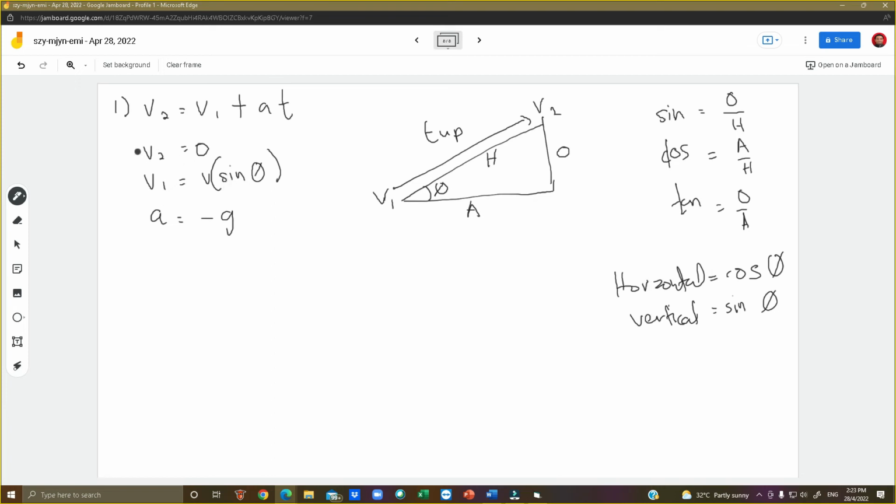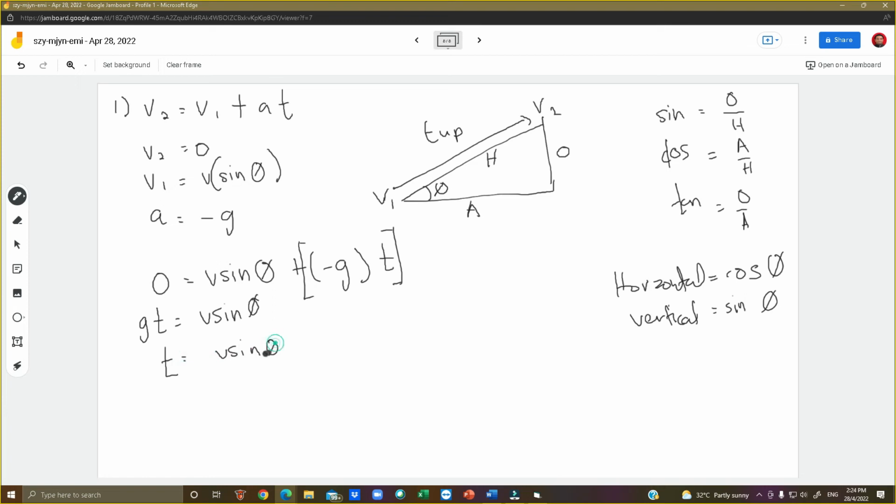Okay. Now let's substitute this information into the equation. We are going to have 0 equals V sin theta plus negative G and T. Since we want to know T up, we are going to transfer this part to the left hand side, where we have GT equals V sin theta. So T only is V sin theta over G, and this is T up.